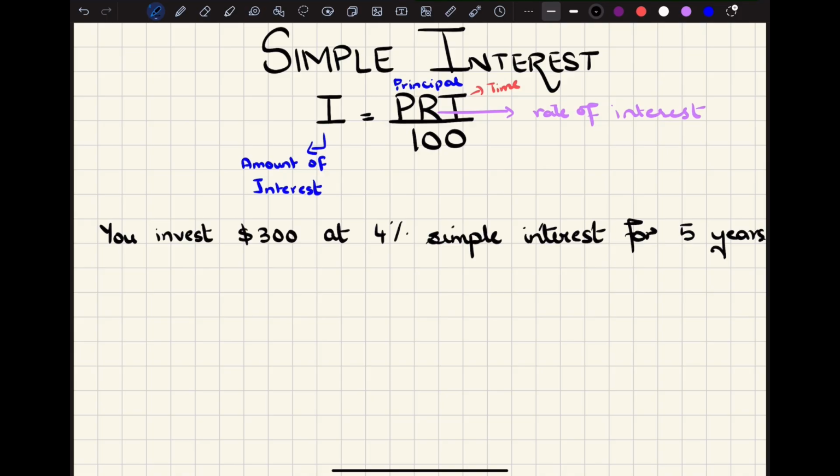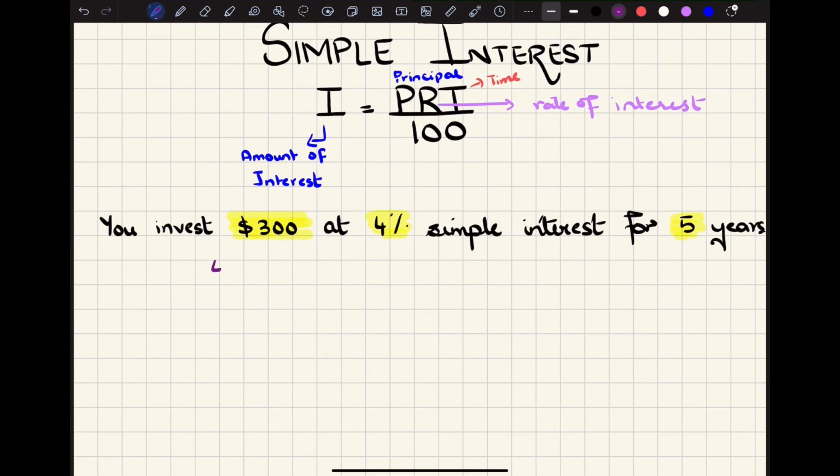Okay? So basically, if we leave this formula aside for now, let's try solving. You are going to get 4% of $300 for how many years? For 5 years. Okay, so first we find the amount for one year. So 4% means 4 over 100 of 300, which is $12. So in year 1, you're going to get $12.